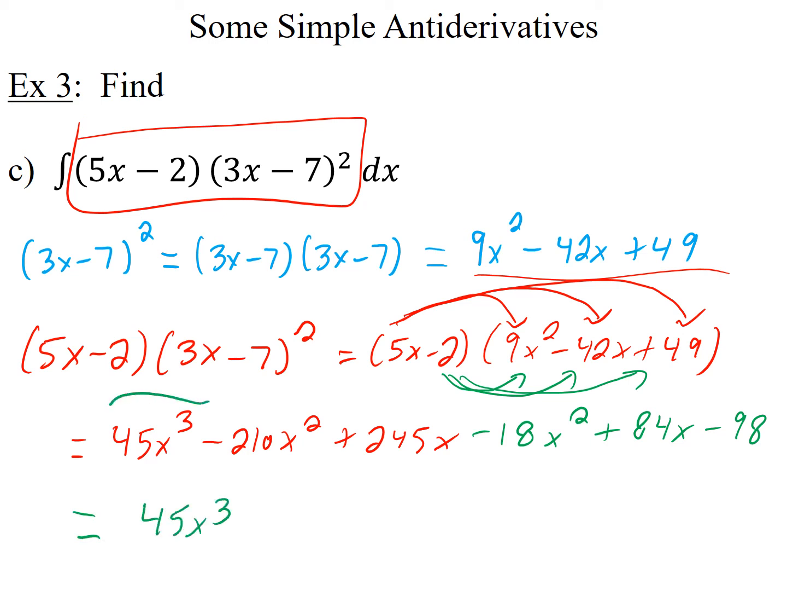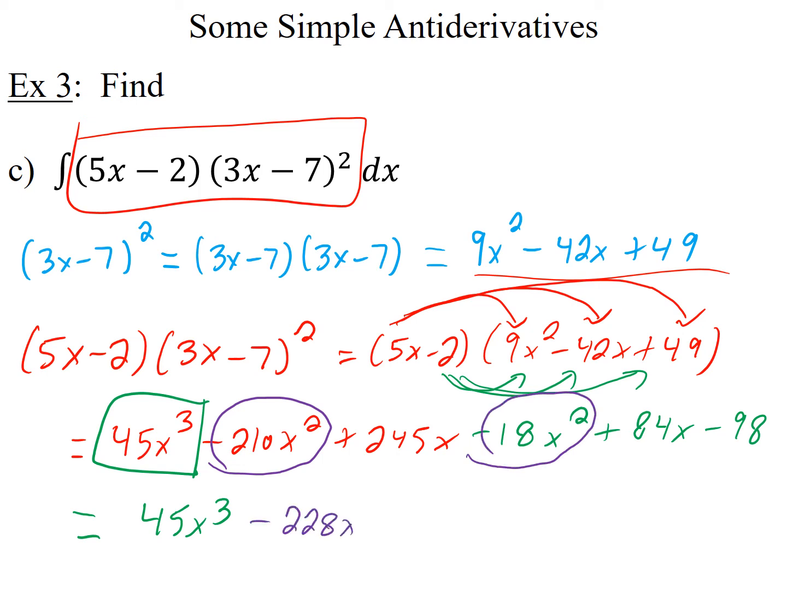That takes care of that one. And then we have this minus 210x squared minus 18x squared. That gives me minus 228x squared. Then we have plus 245x plus 84x. That's plus, let's see, 329x. And then just the minus 98, nothing to go with that.